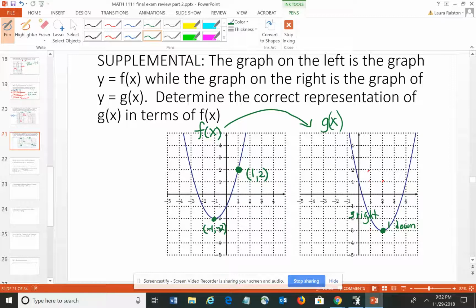So if I start at 1, positive 2, and I move 1, 2, 3 to the right, and 1 down, I've located a point. So it appears here again on this graph that we're going 3 right and 1 down. Well, to go down, we have to subtract 1. To go right, we have to subtract the 3 from the x.